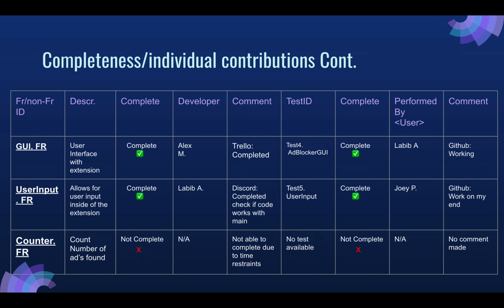This is our second page of the functional requirements. The GUI was done by me, and it was tested by Labib. The user input was completed by Labib, and it was tested by Joey. The only one we didn't end up completing was the counter functionality on top of the ad blocker itself. We weren't able to complete it just due to time and conflicts near the end of the semester.